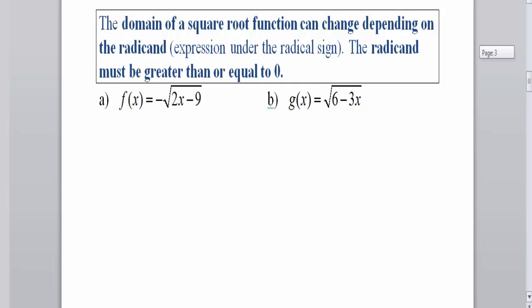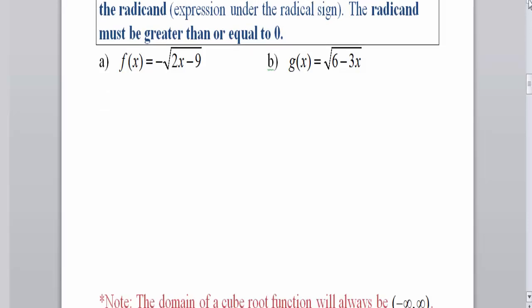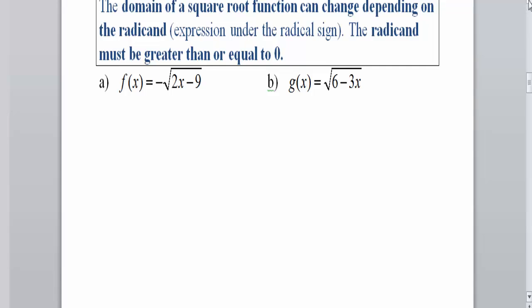Okay, and then again, the domain of a square root function is fairly straightforward. What do you need? You need to ensure that the radicand, the expression underneath the square root sign, is greater than or equal to 0. So whenever you want to find the domain of any square root function, just take the radicand, which is in this case 2x minus 9, and say, well, this thing is underneath the square root sign, so it's got to be greater than or equal to 0. And then just solve this inequality.